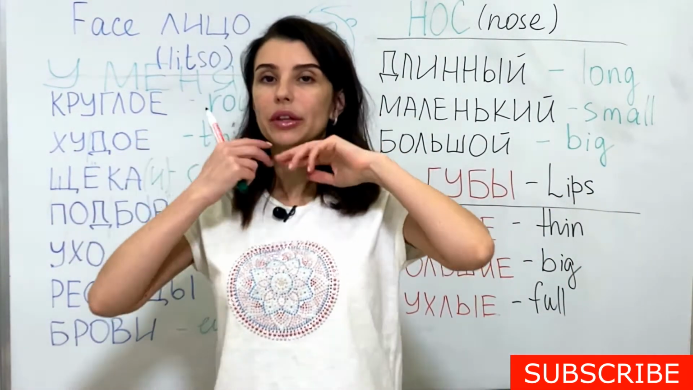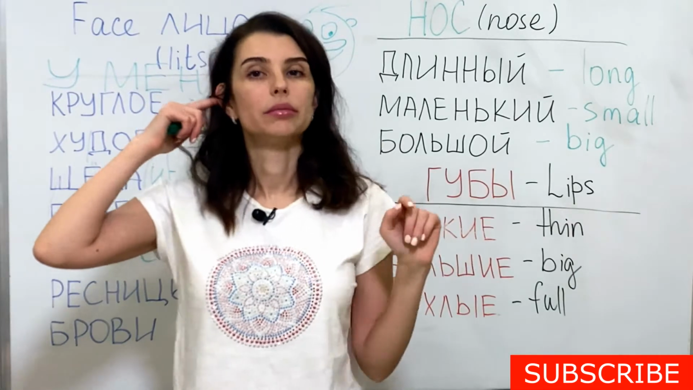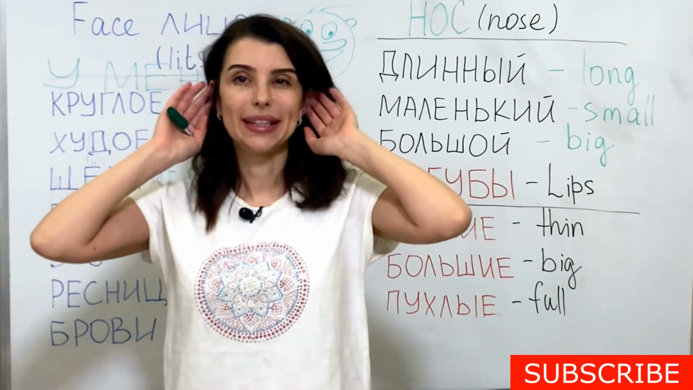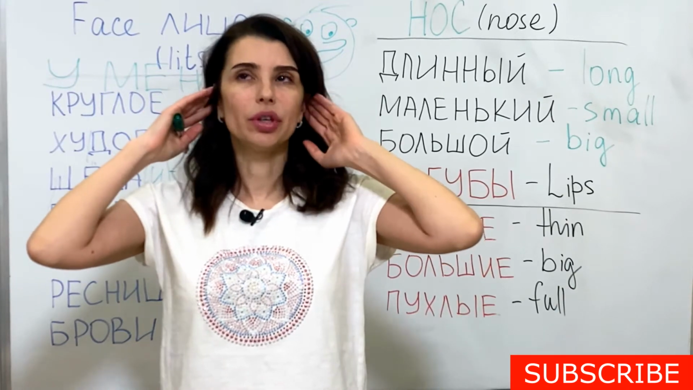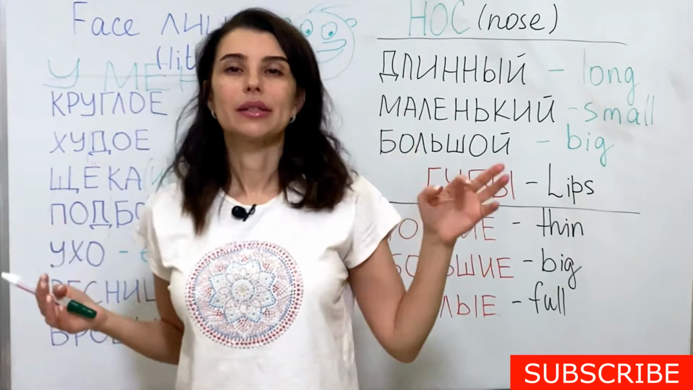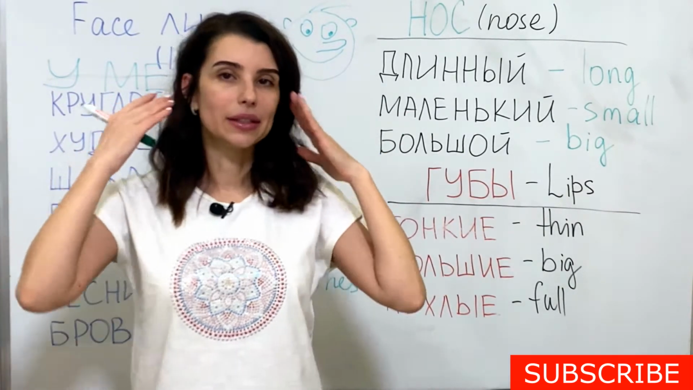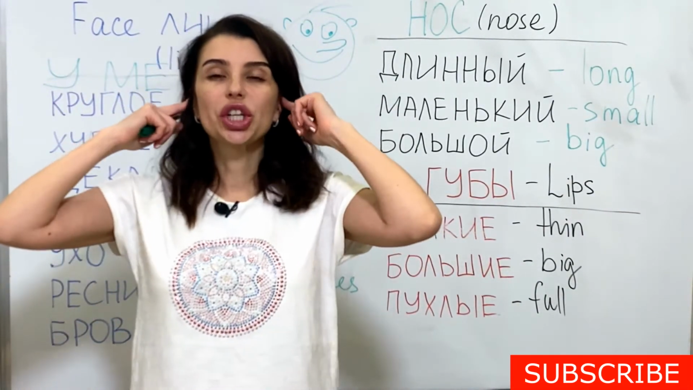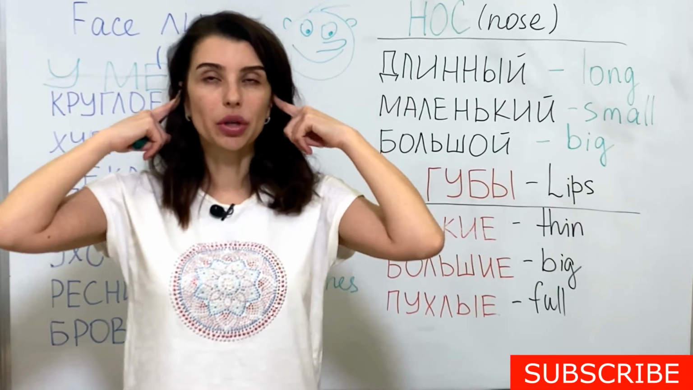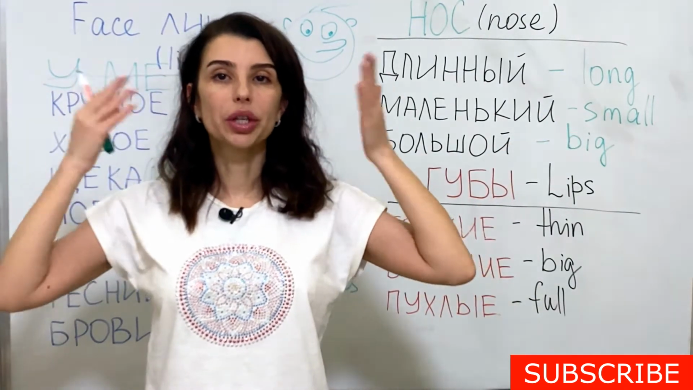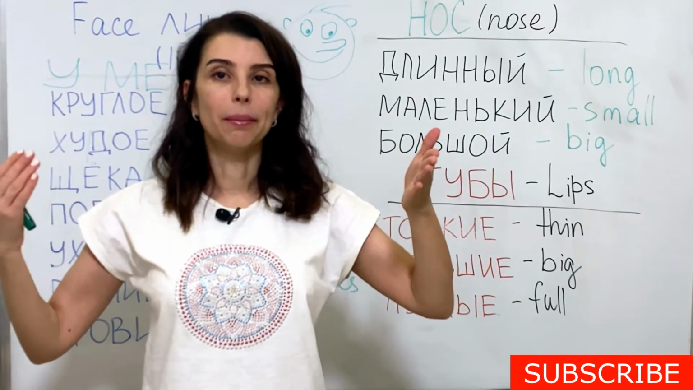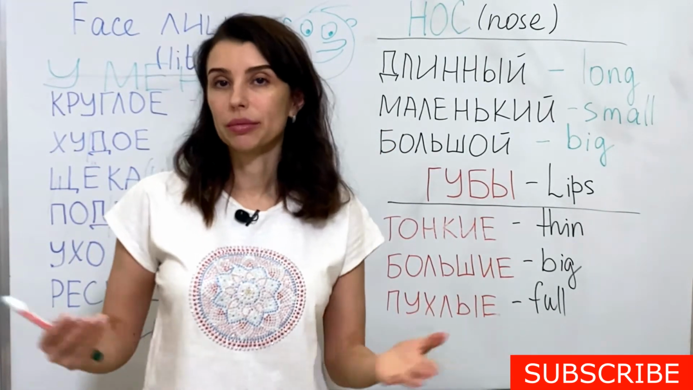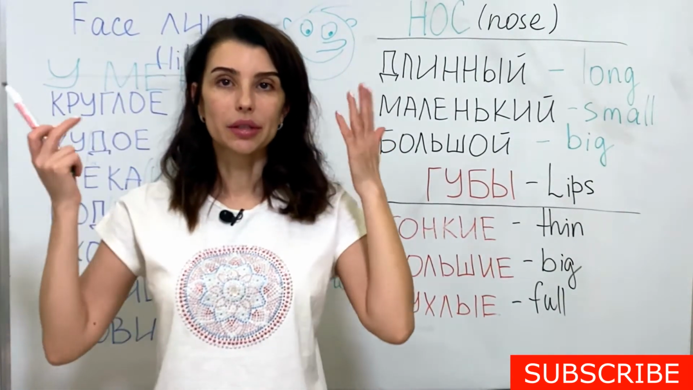Next, close to the chin can be ухо. Big or small, it depends. I have not so big, you know. My ears are small. So, уши, if I'm talking about two, уши. Мои уши. My ears.